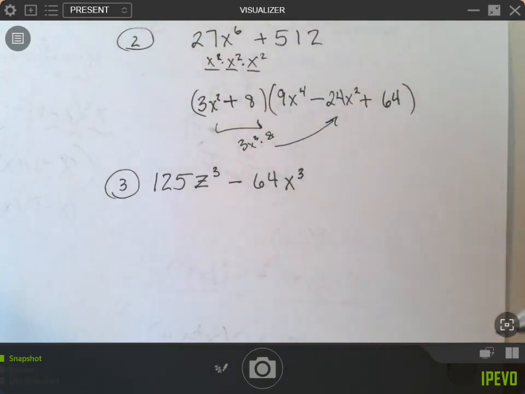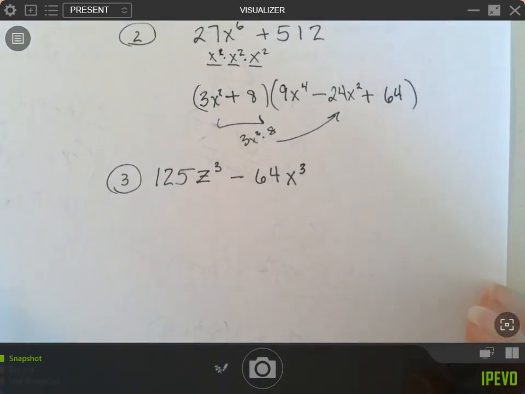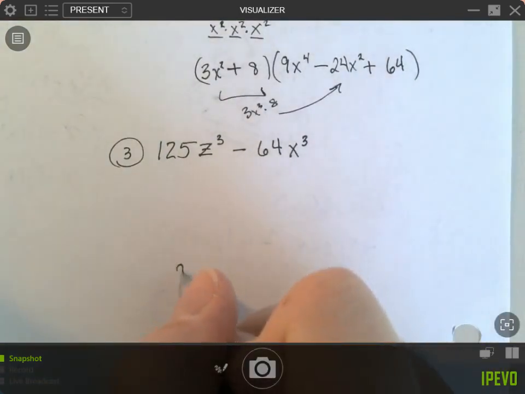All right, last one. I'll let you do it real quick, and then we'll do it together. And I think there's one basic thing I want to show you real quick.